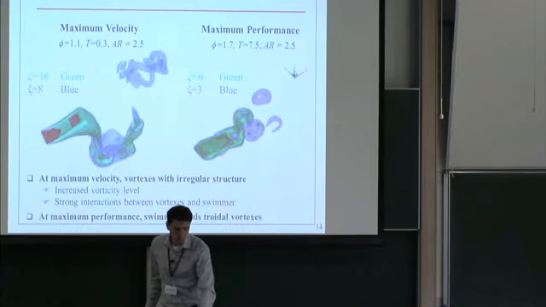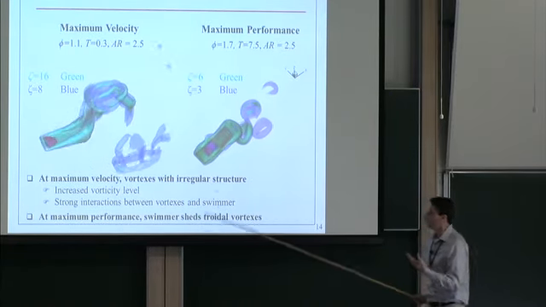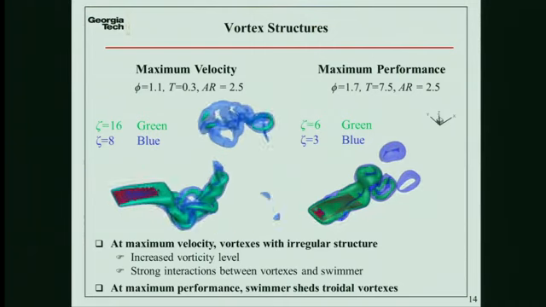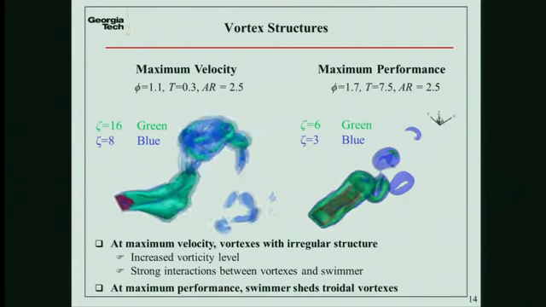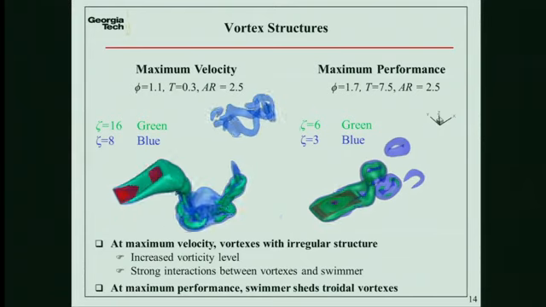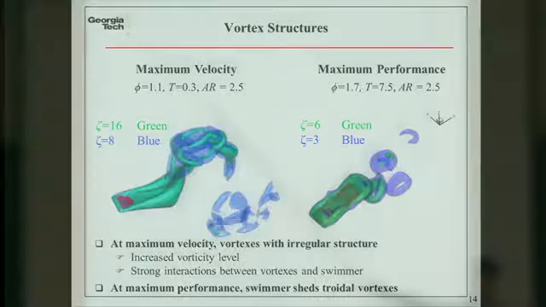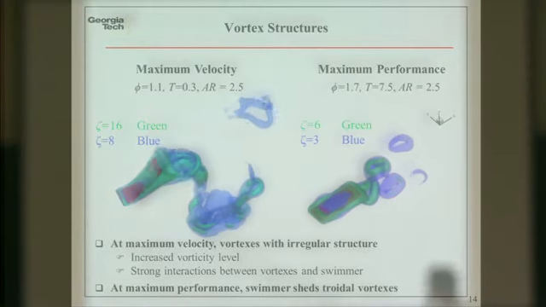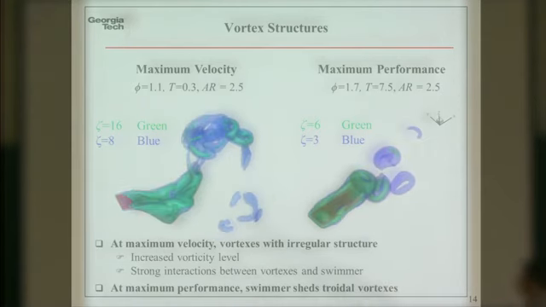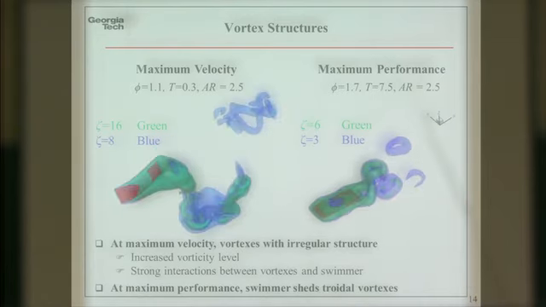So what I want to do is compare these two regimes and try to understand why one is efficient and another one is fast. So what we have here is the animation. Again, we show the vorticity for these two cases. This is maximum velocity. This is the heavy swimmer. What we see is that it generates these vortices, but eventually it's a mess, right? So you generate these vortices, and then it goes through the vortices.